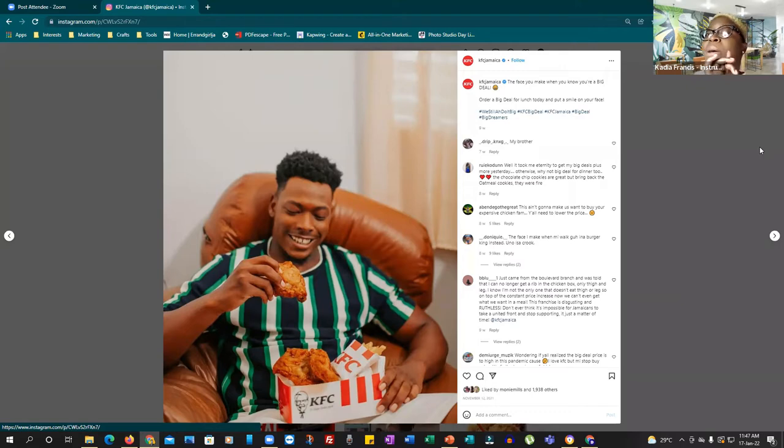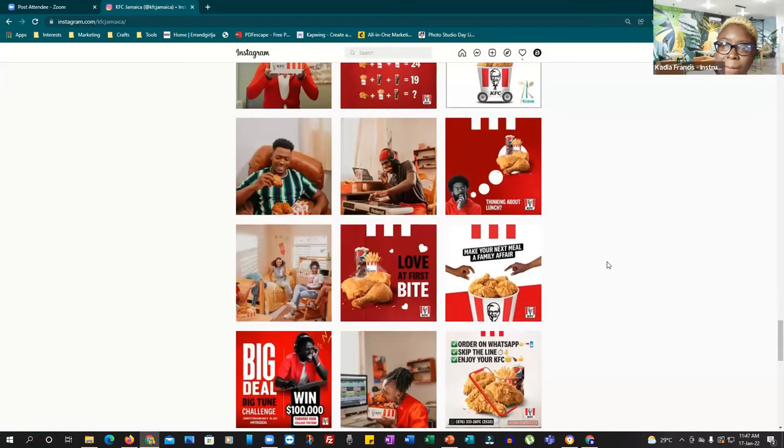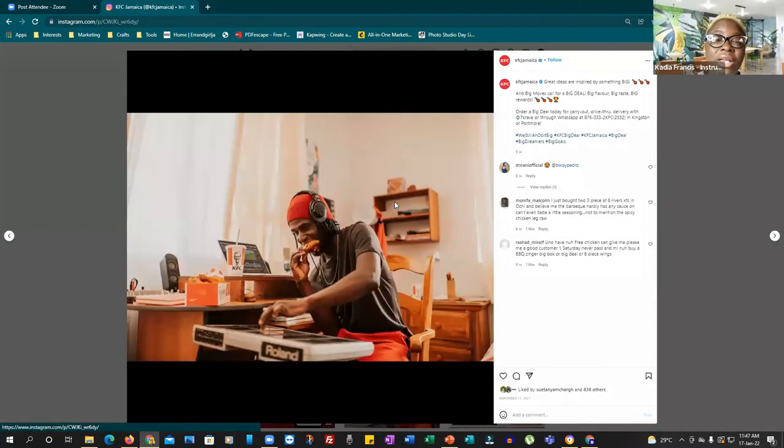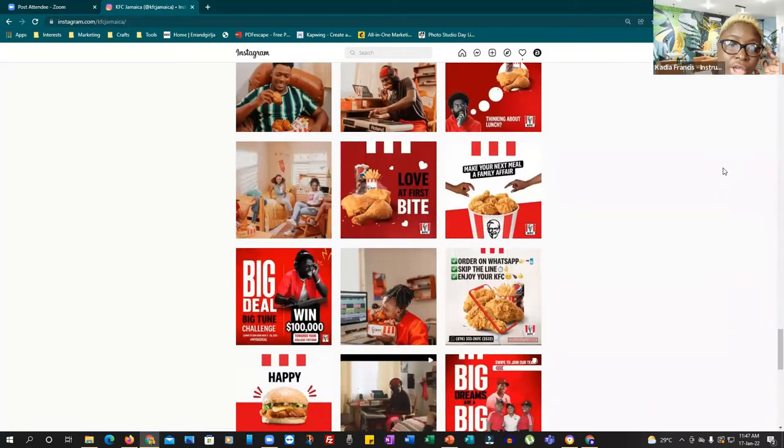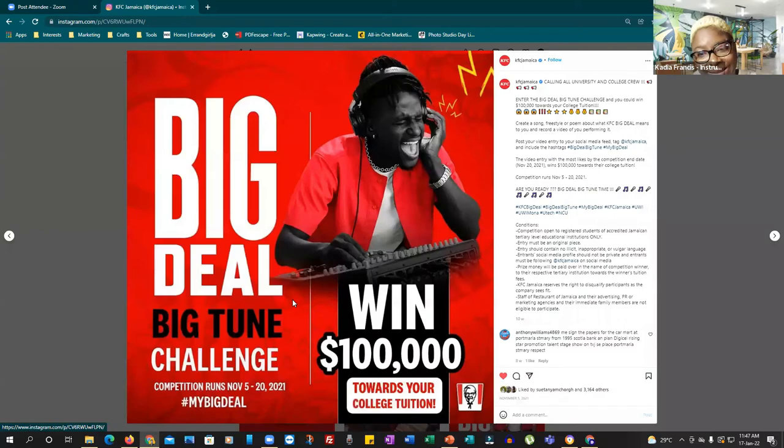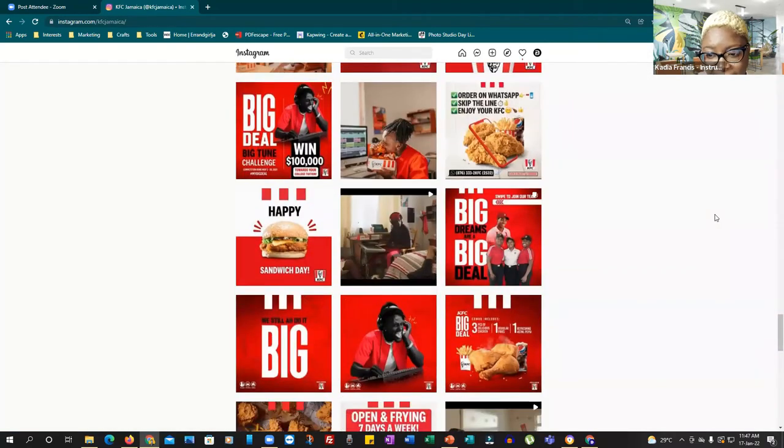You'll notice too the messaging and the tone. They very much incorporate patois and Jamaican slang in their branding and marketing. That's intentional, guys, right? And notice when Christopher Martin came in the song, when we are big deal, how that became very much a part of KFC's branding. That was also intentional. You'll also see that KFC incorporates a lot of cultural elements as well. So you'll find music in there a lot. You'll find sports in there a lot. You'll find family gatherings and get-togethers in KFC.